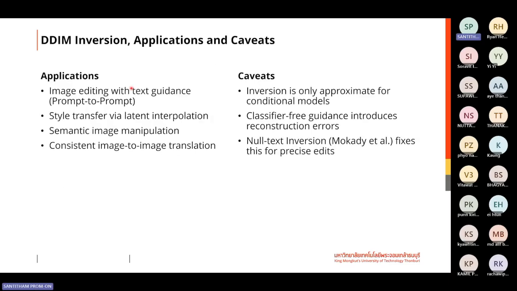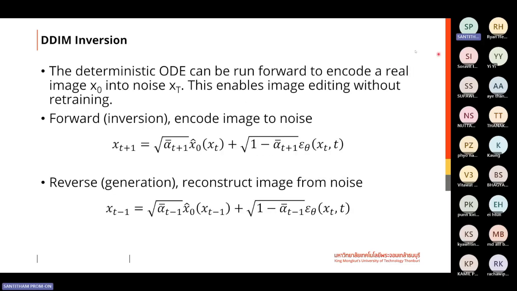Okay, what is DDIM inversion? In order to do the forward and inverse of the ODE, you now have the difference equation, because you have the change of the next step, right? So it means that you can run forward by encoding the real image x0 into noise. This would enable you to do image editing without retraining later on as well.